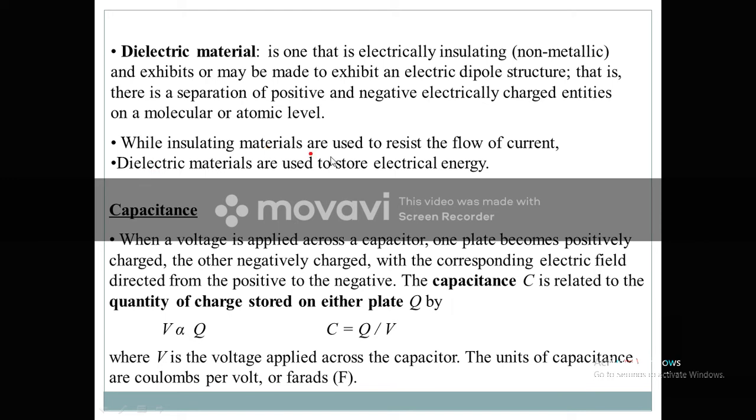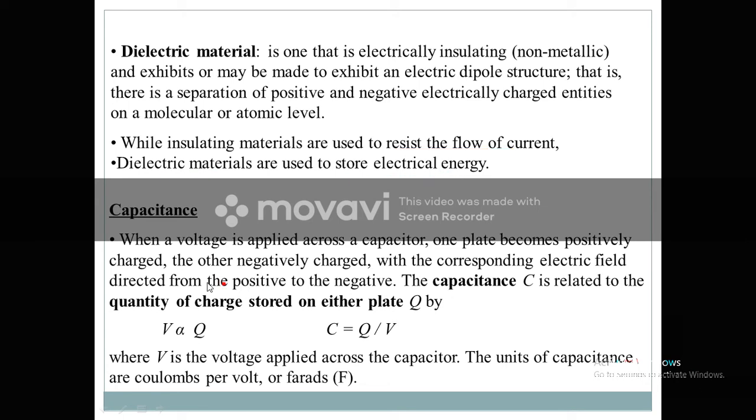While insulating materials are used to resist the flow of current, dielectric materials are used to store the electrical energy. So dielectric materials can perform both functions. They can resist the flow of current and they also store the electrical energy.